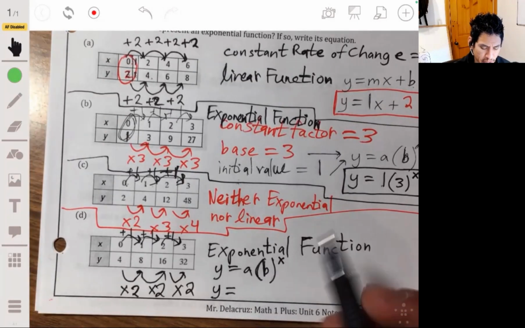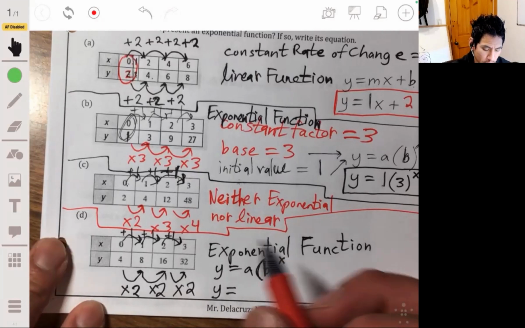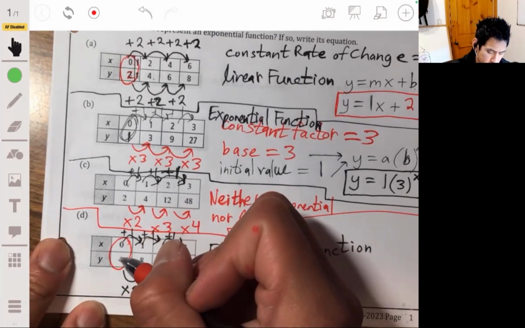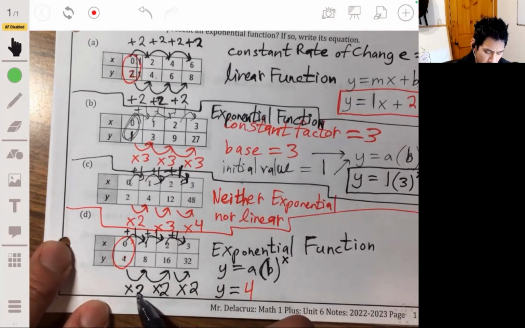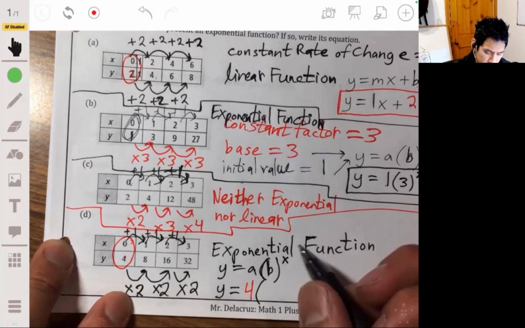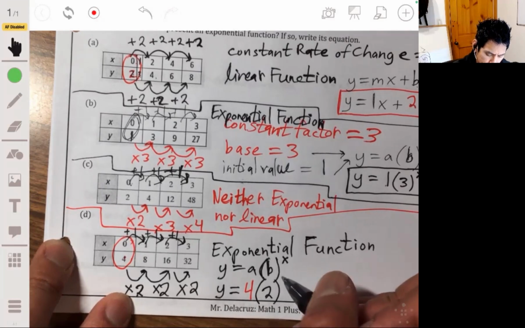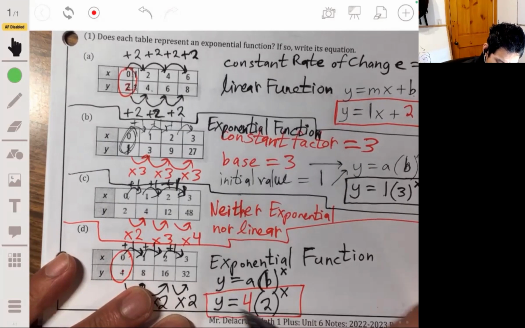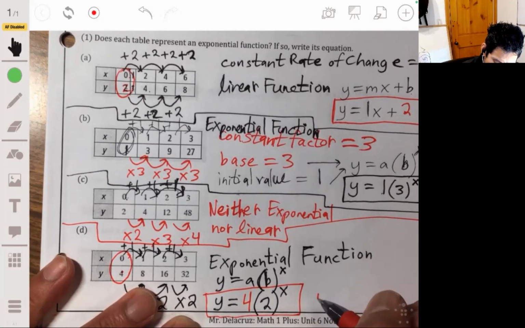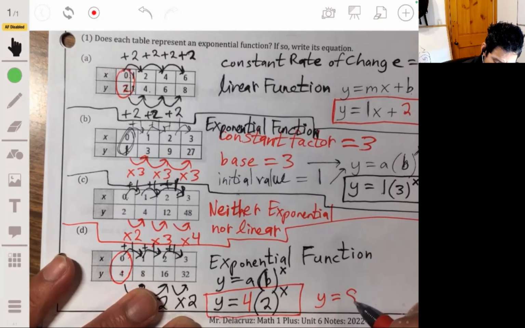Remember, the a is the initial value or the value when x equals 0. And so it's going to be 4. So we have 4 times, and our base or our constant factor is 2. So we have 4 times 2 to the x. Now leave it like this. Do not put y equals 8 to the x.